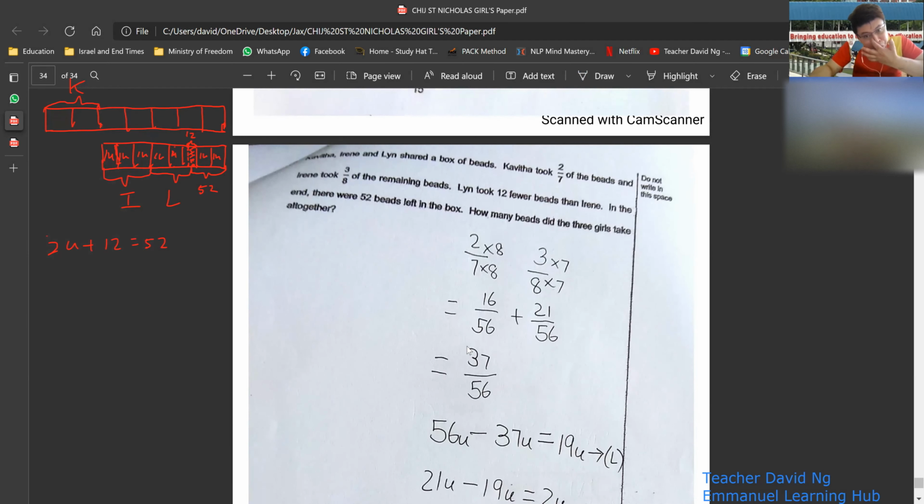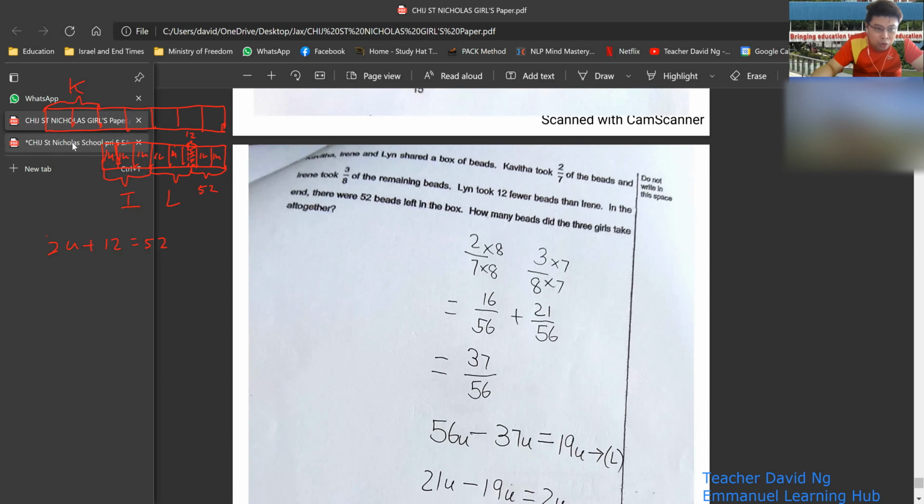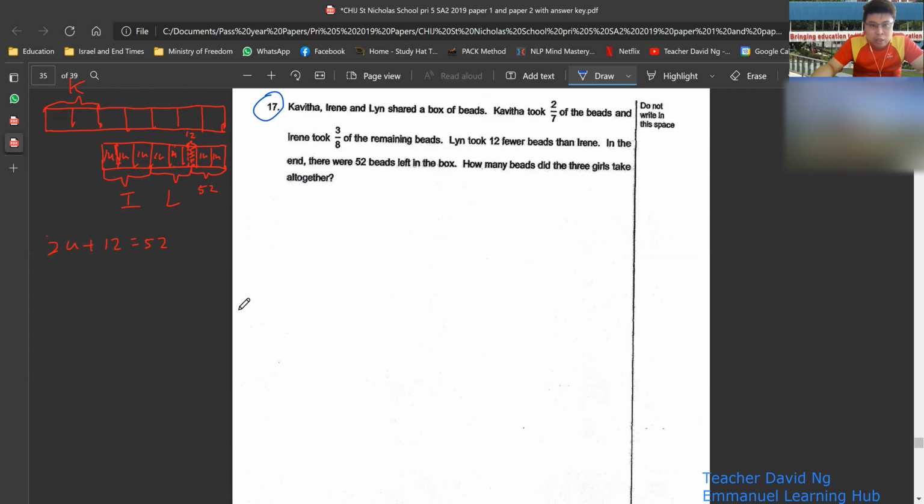17, you didn't draw the model. You didn't attempt to draw the model at all. So it'll be quite hard for you to see that 2 units plus 12 is 52 without model drawing. I mentioned many times, do not think that model drawing is just drawing for nothing.